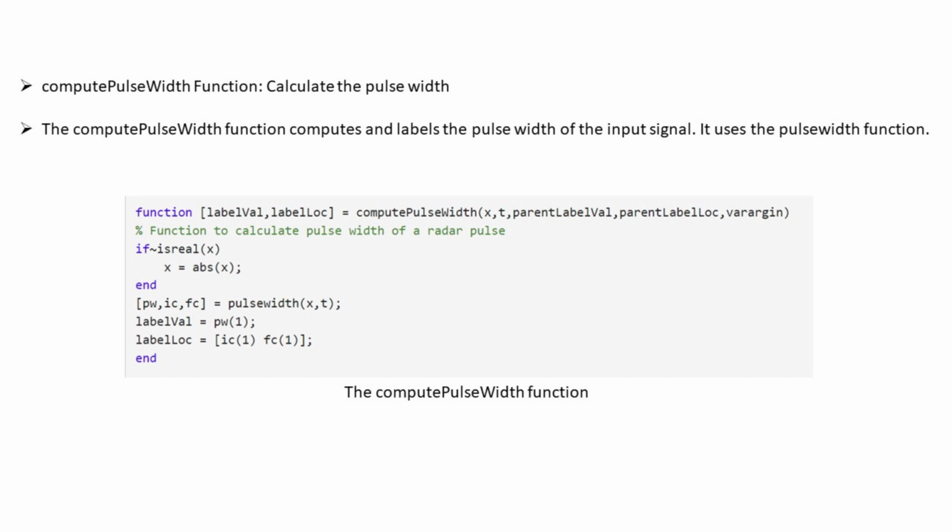Summary. The function starts by converting the input signal to its magnitude if it is complex. It then calculates the pulse width of the signal using MATLAB's pulse width function. The width of the first detected pulse is stored in labelVal, and the corresponding start and end times or indices are stored in labelLoc. This function is likely used within a larger framework for analyzing radar signals, where various characteristics such as pulse width, duty cycle, and bandwidth are being computed and labeled.